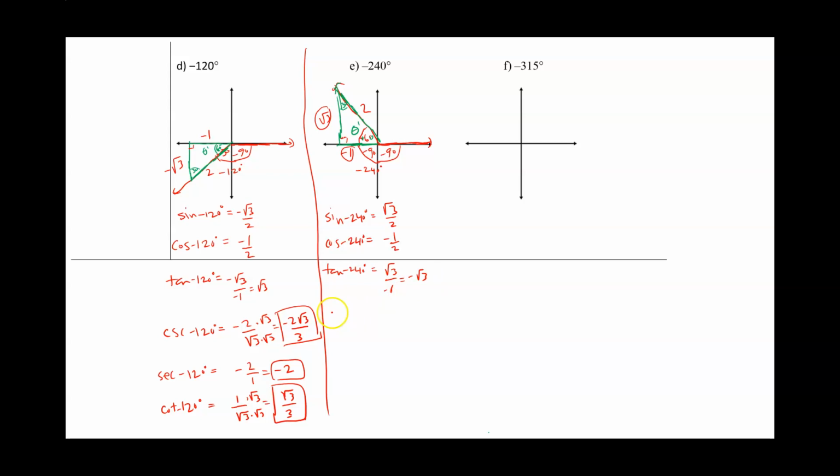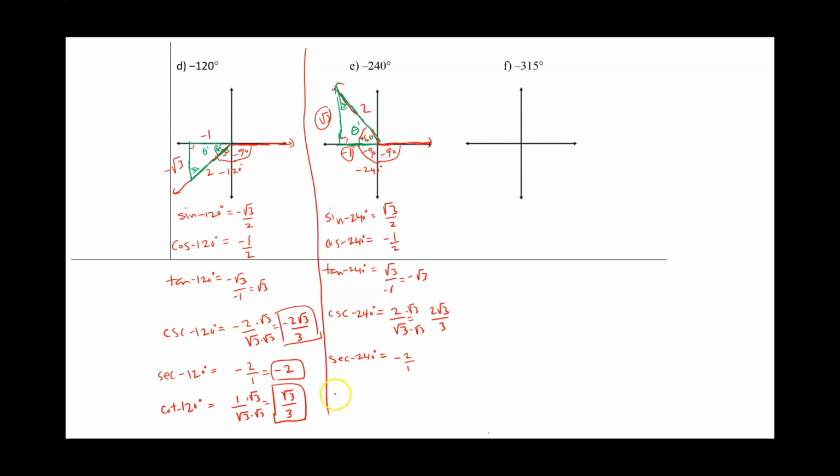Let's take a look at cosecant. Cosecant of negative 240 is going to be the reciprocal of sine. So if I take radical 3 over 2 and I flip it, it's 2 over radical 3. And if I rationalize that, I'm multiplying both the numerator and denominator by radical 3. And then this will give me 2 radical 3 over 3. Secant of negative 240 is going to be the reciprocal of cosine. If my cosine is negative 1/2 and I flip that, this gives me negative 2 over 1.